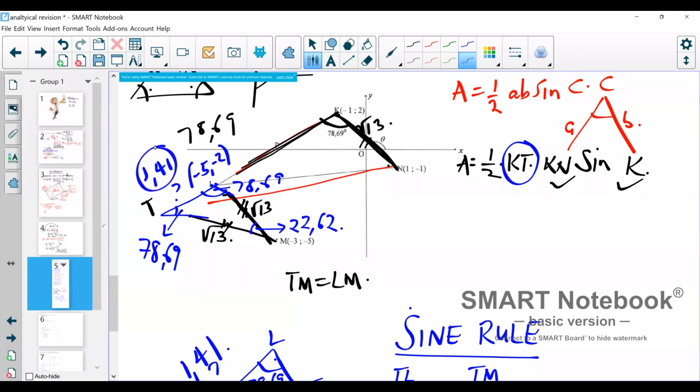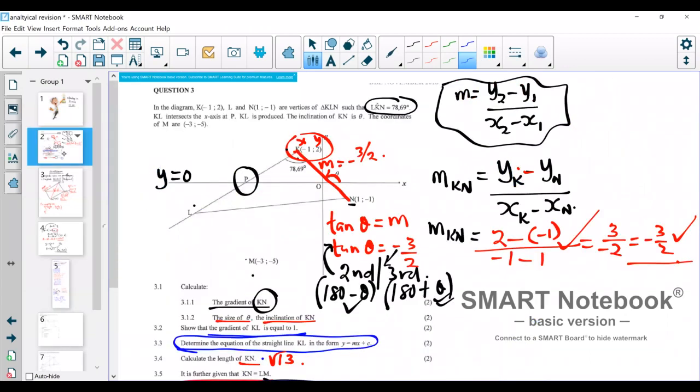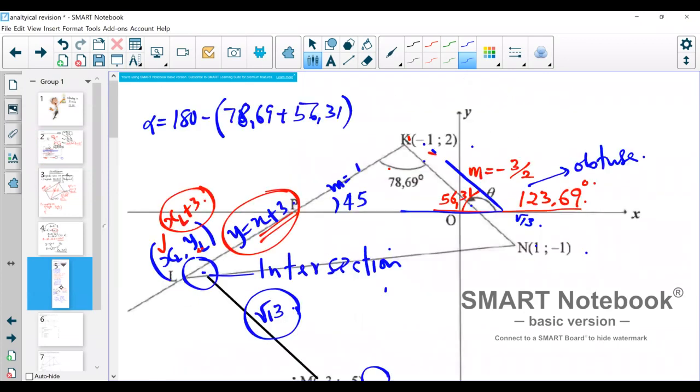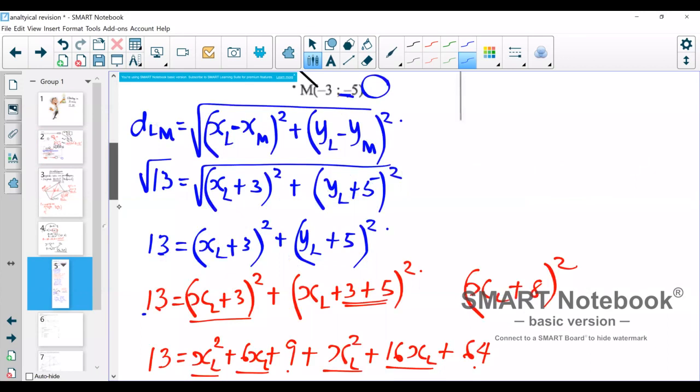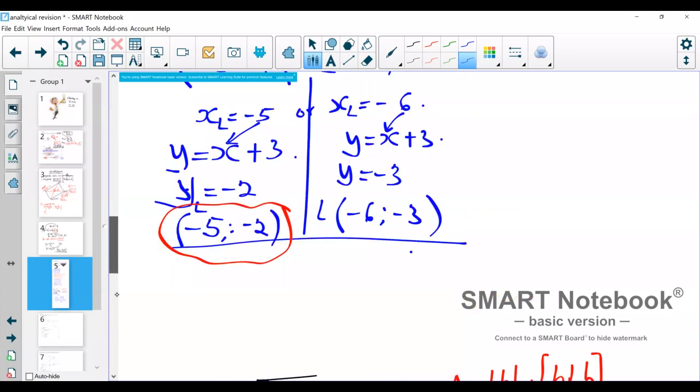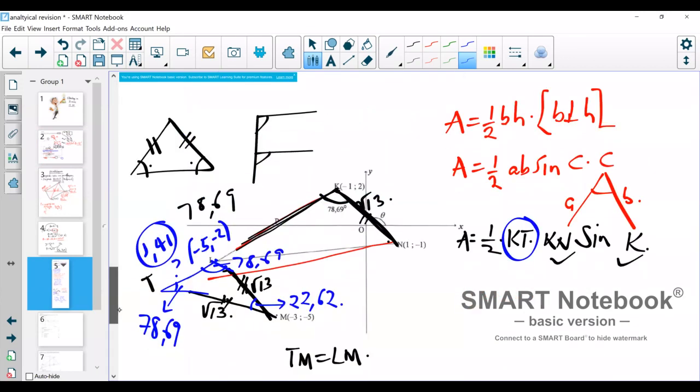Did we find the length of KL? I'm not sure. Let me just quickly go through. Did we find the length of KL? No, we didn't. All right, very fast. We can get the length of KL. That's very easy to do because we have the two coordinates.